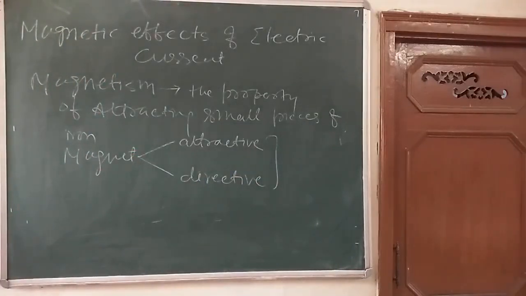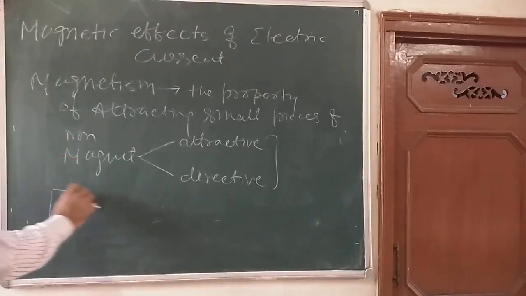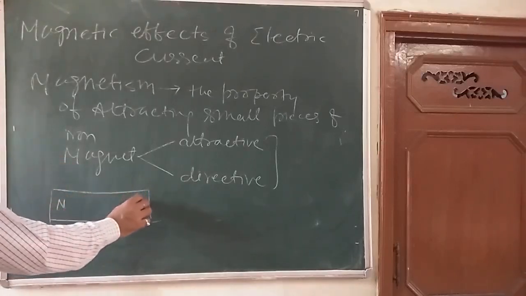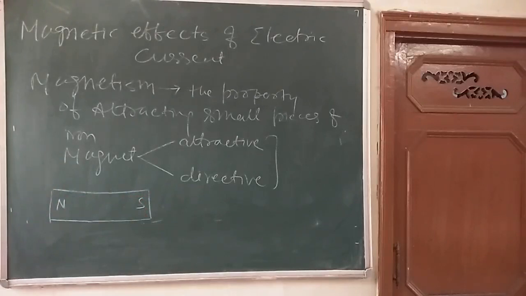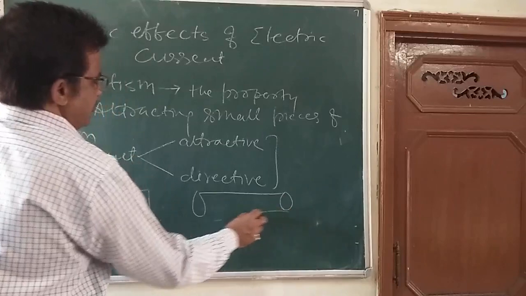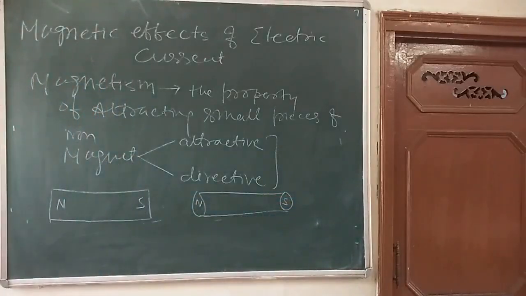Now, different types of artificial magnets are available in the market. Here is one kind of magnet. A magnet has two poles. One is the north pole and another one is the south pole. This is called a bar magnet. Another magnet available in the market is a cylindrical magnet, something like this. There is also a north pole and a south pole.